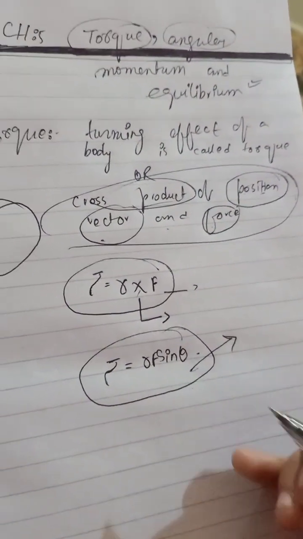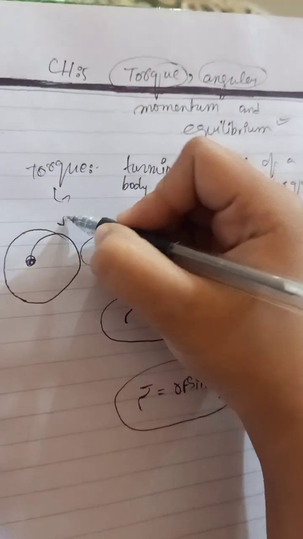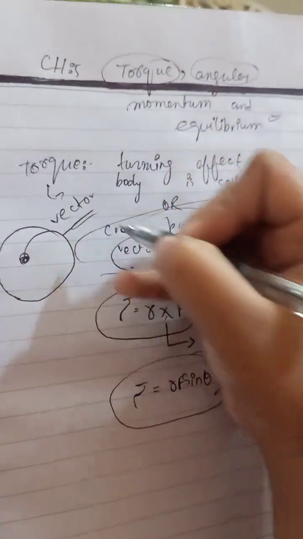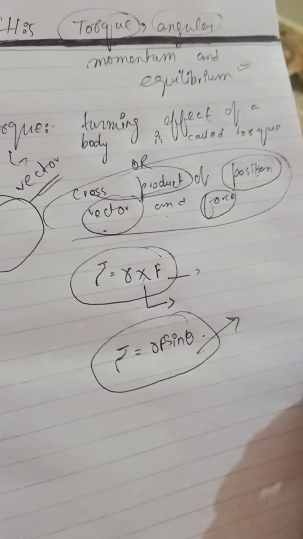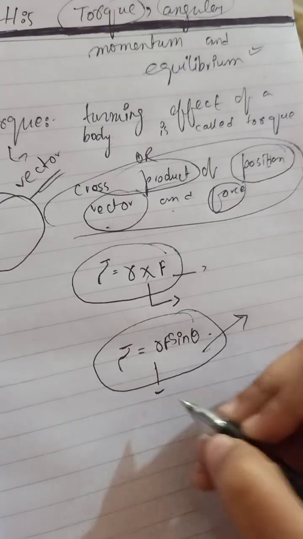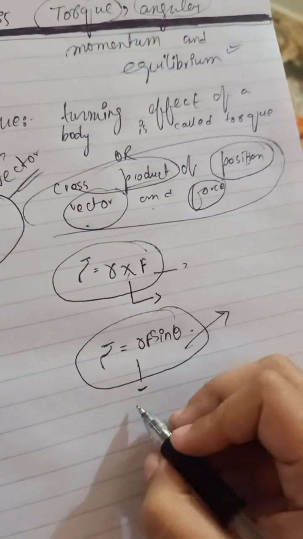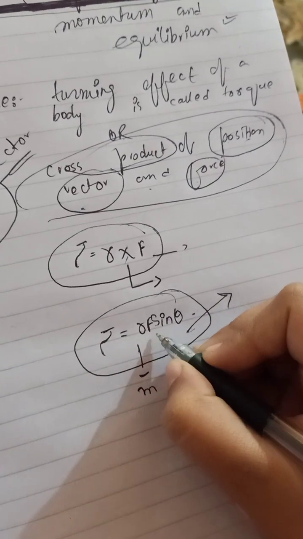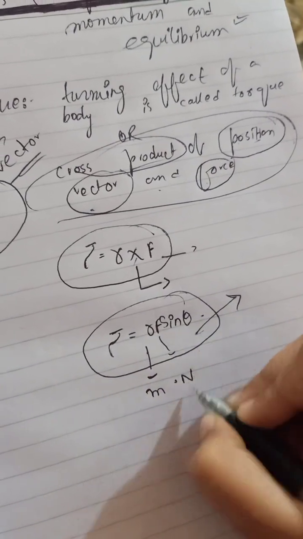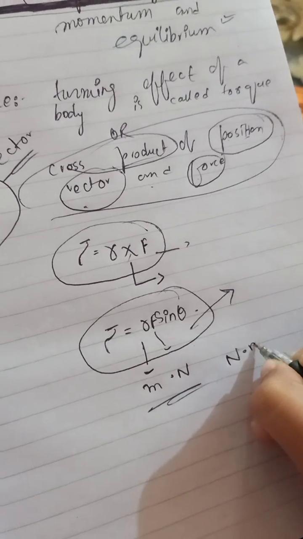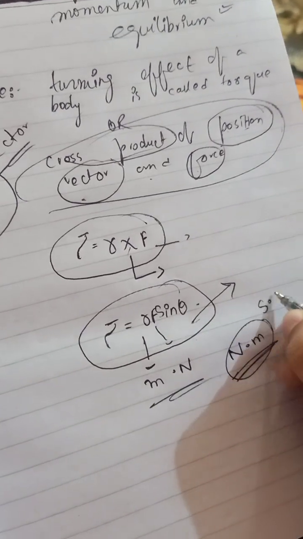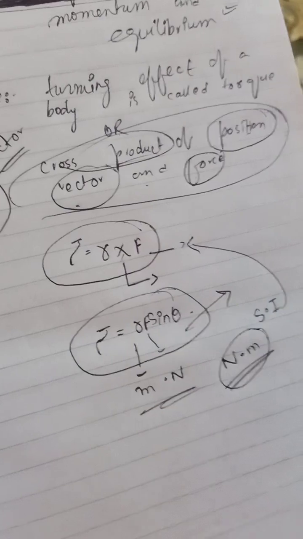Torque is basically a vector quantity, because it has magnitude and direction too. If we talk about the SI unit, as you all know, the radius has the unit meter, and the force has the unit Newton. So we can write Newton into meter as the SI unit of the torque.